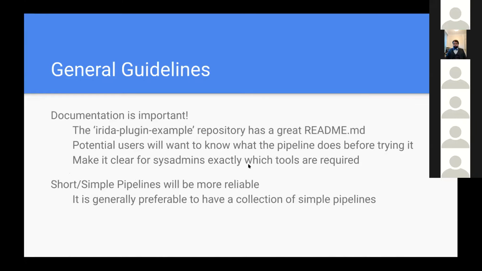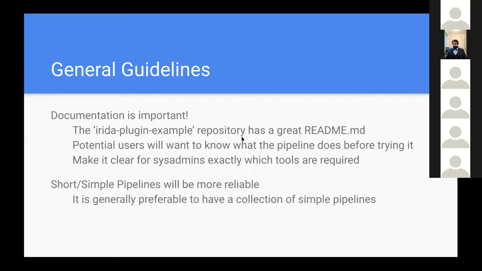As with any software, documentation is very important. That example plugin has a great README file, and I'd recommend just following that example and filling in the details for your plugin. The more details, the better. Potential users will want to know, what does this pipeline do? What tools are necessary for installing the pipeline? So having all that information up front will be really helpful.